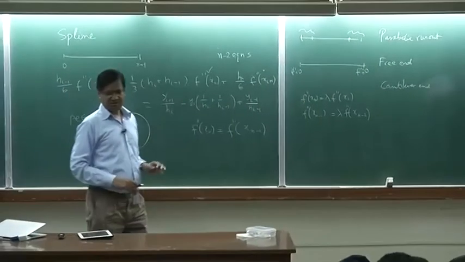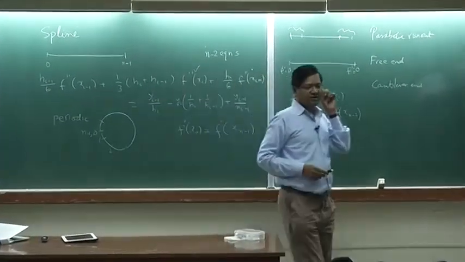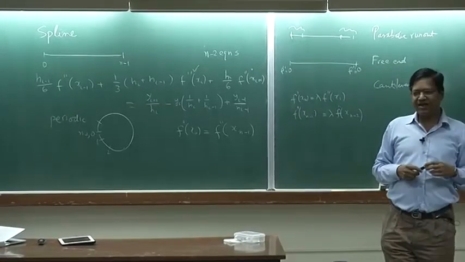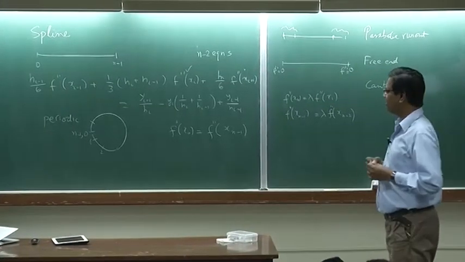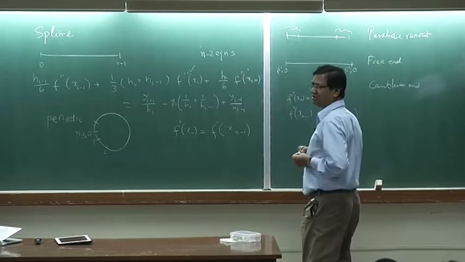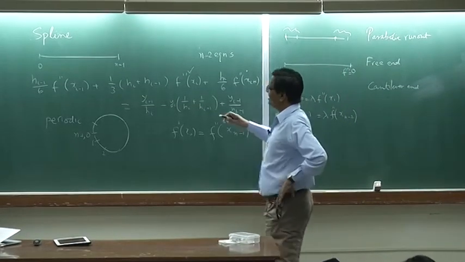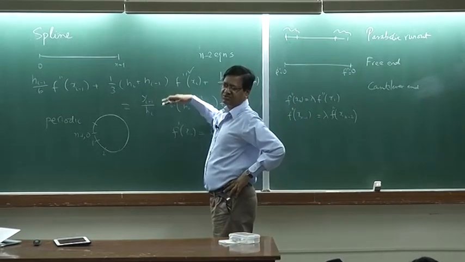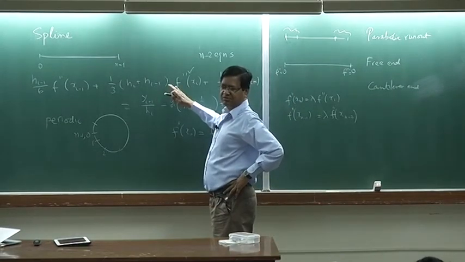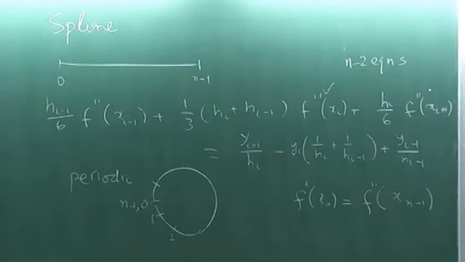And they are solved by solving a tridiagonal matrix, which we will cover in a later part of the course. For you right now, use 4 points and do the homework. With 4 points, you need only to solve 2 equations. So please do the homework.